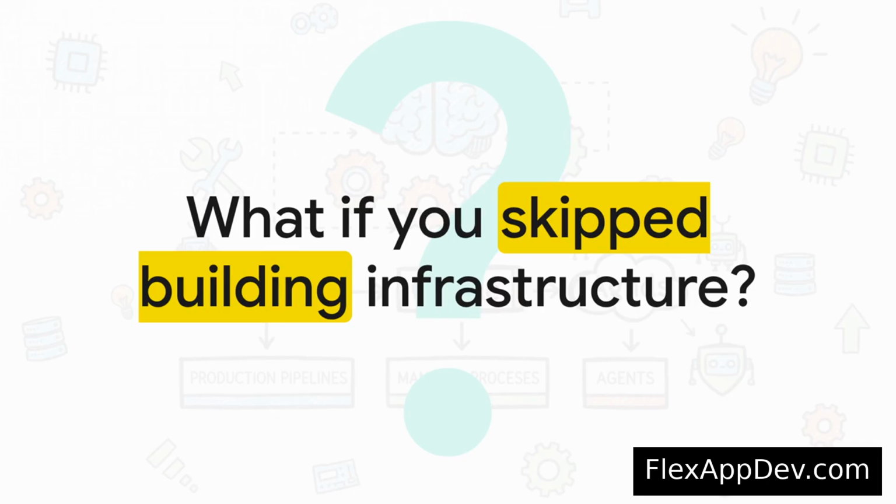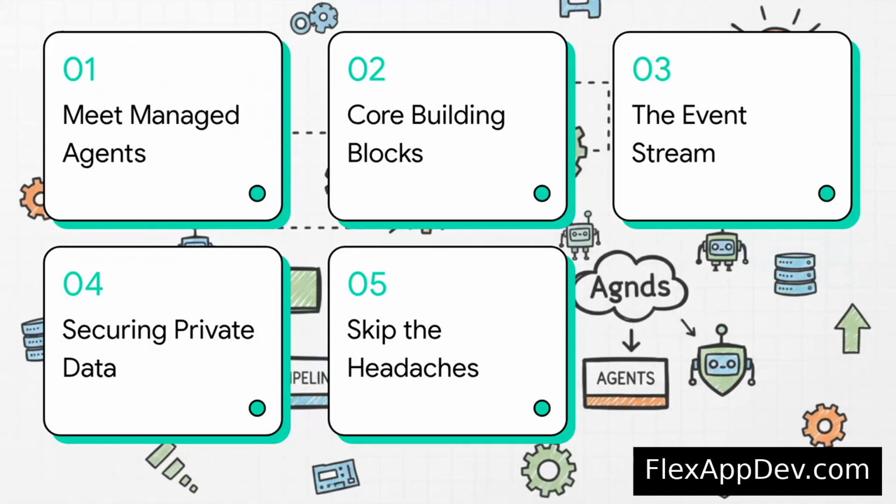But what if you could just skip all that? What if the whole shebang was just handled for you? Here is our roadmap for the Explainer today so we can categorize all this. First, we'll meet Claude Managed Agents. Then, we'll look at the core building blocks, followed by understanding the event stream. After that, we'll dive into securing private data, and finally, skipping infrastructure headaches.